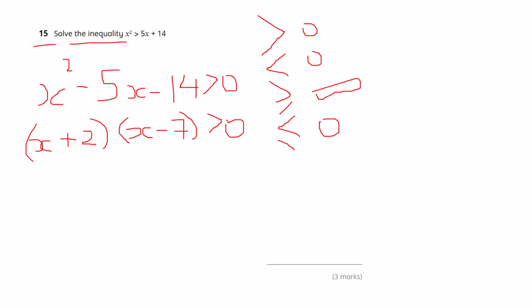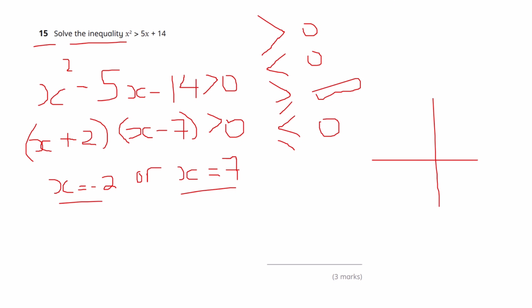Now what's next? Step number 3, I'm now going to set each bracket equal to 0 and actually solve it. So for this first bracket, we're going to have x equals minus 2, and x equals 7 for our second bracket. So set each bracket equal to 0 and solve each linear equation separately. Solve x plus 2 equals 0: take 2 from both sides, get x equals minus 2. Or solve x minus 7 equals 0: add 7 to both sides, and I get x equals 7. So these are going to be the x-intercepts of our quadratic.